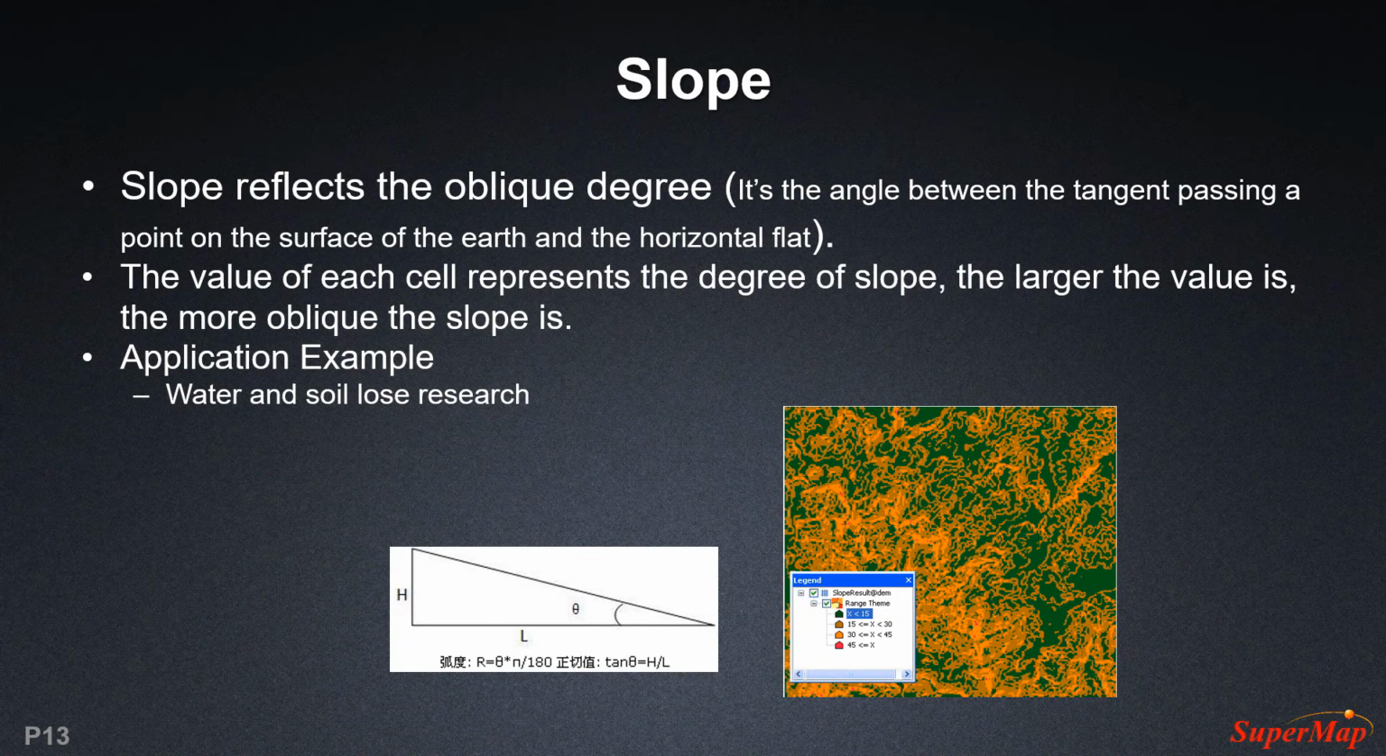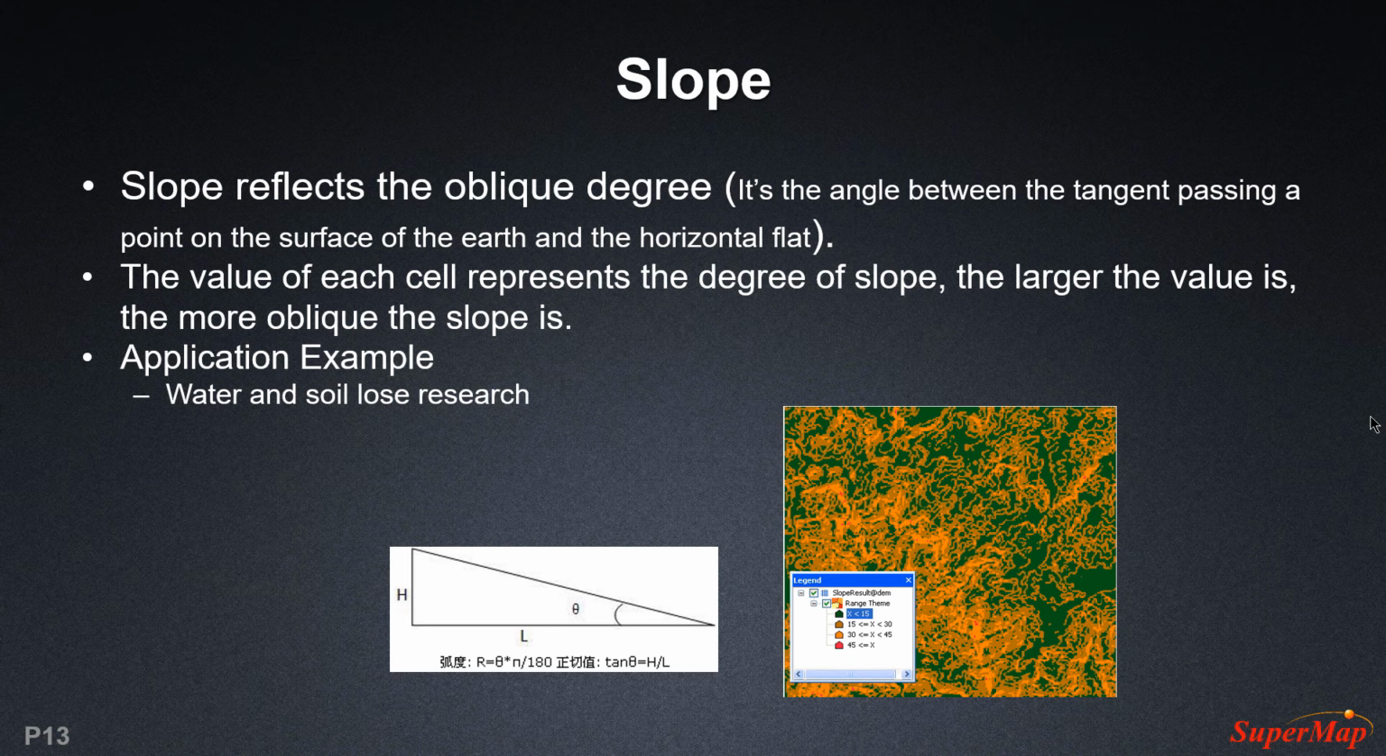Right, so our next feature for discussion is slope. Slope reflects the oblique degree, that is the angle between the tangent passing a point on the surface of the earth and the horizontal flat. The value of each cell represents the degree of the slope. The larger the value is, the more oblique the slope is. An application example for the slope is water and soil loss research. That means we want to see how much soil the water is taking away, and related examples.